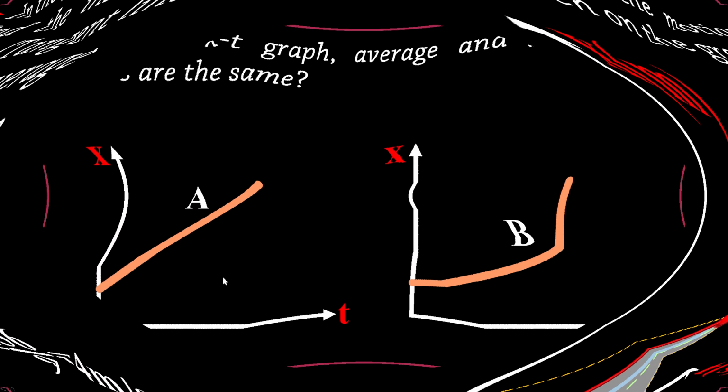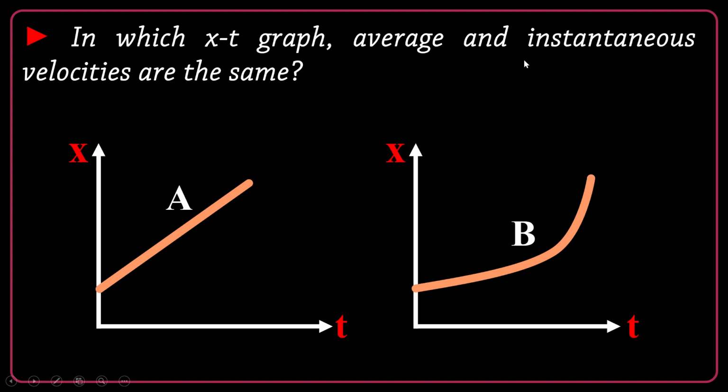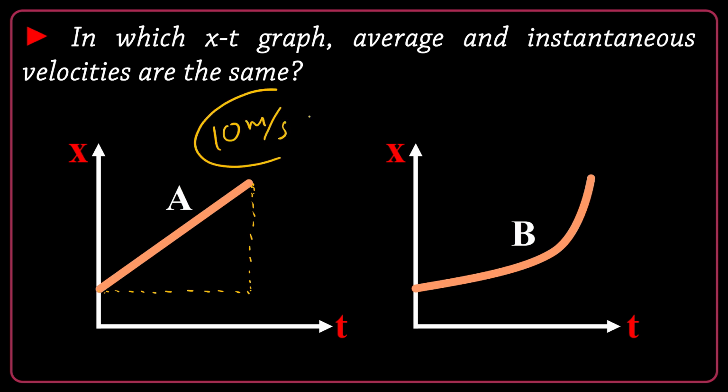Look at this example, in which the xt graph's average and instantaneous velocities are the same. Look at graph A. It's a line. Let's take the whole motion from here to here, and then I establish a triangle and find the slope. If the slope is 10 meters per second, it means that the average velocity is 10 meters per second here. But what about the slope here? Of course it is 10, because this is a line. A line by definition will have the same slope everywhere. So the slope here also is 10. The slope here also is 10.